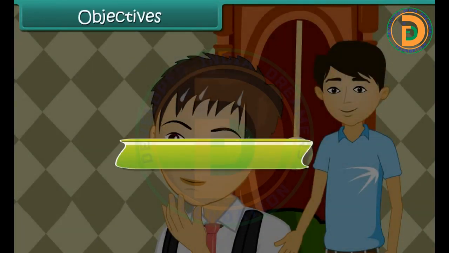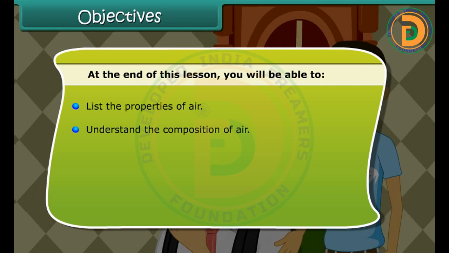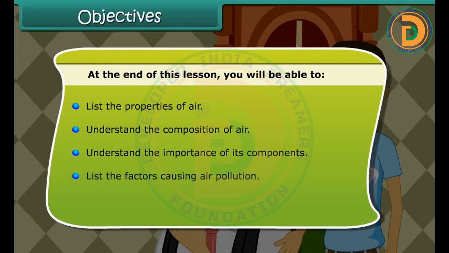Objectives. At the end of this lesson, you'll be able to list the properties of air, understand the composition of air, understand the importance of its components, list the factors causing air pollution, understand the power of wind.